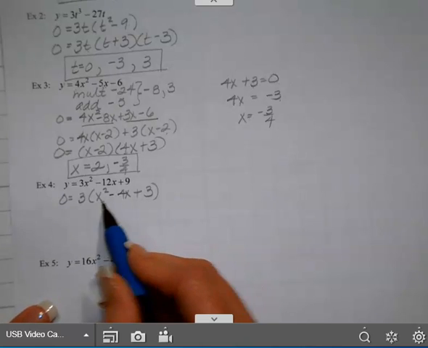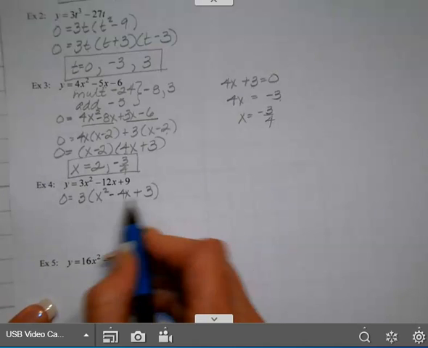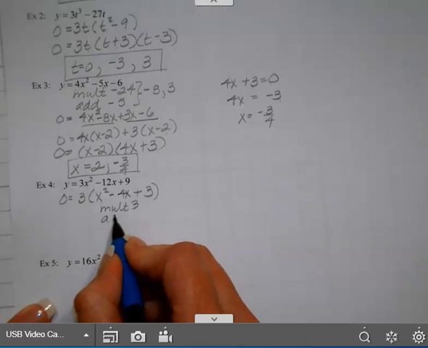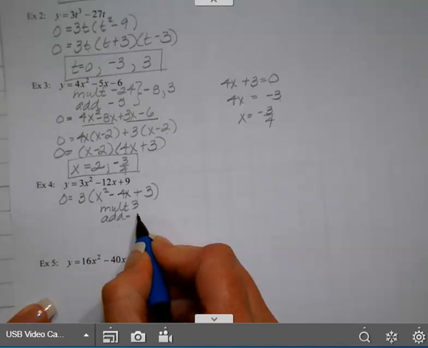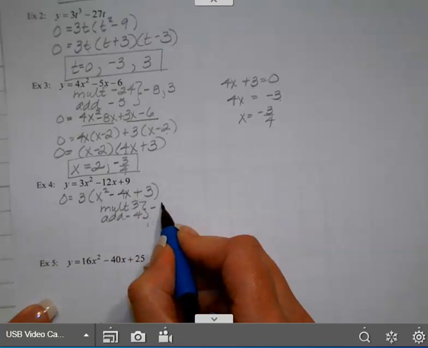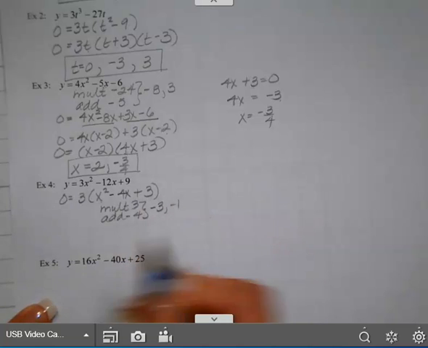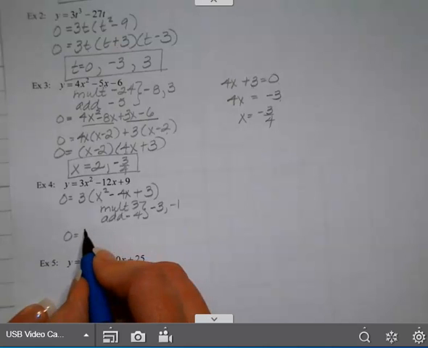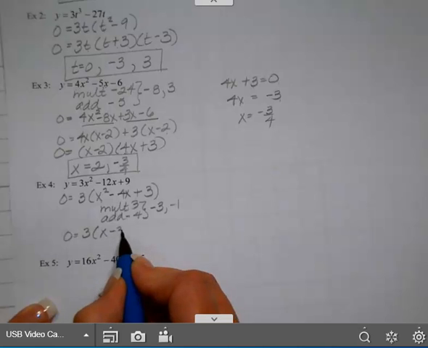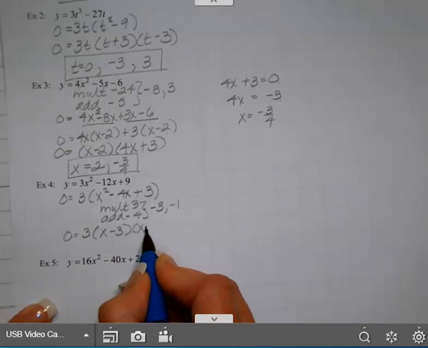middle. So I need something that multiplies to 3 and adds to negative 4. And so the numbers are going to be negative 3 and negative 1. The 3 is still out in front. And then I have x minus 3 and x minus 1.